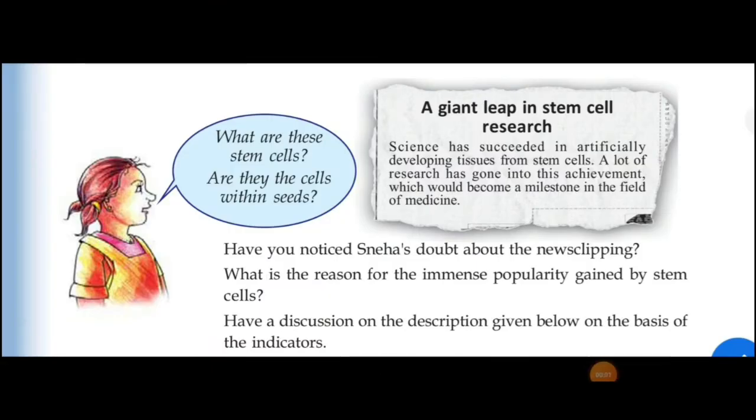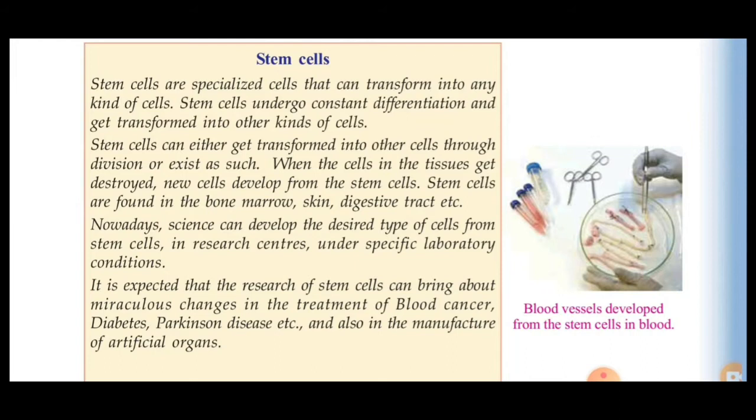Okay children, now we will continue like this. There is a paper report on the screen. Just look at the piece of the paper report: A giant leap in stem cell research. Stem cell research is a new area, and a giant leap means a good status is there. Then a child is asking, what are these stem cells? Are they the cells within seeds? The answer to this question comes here.